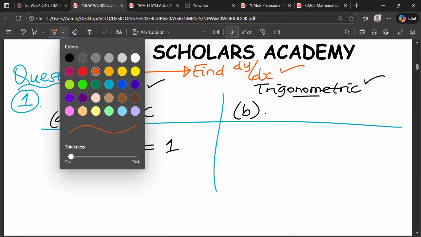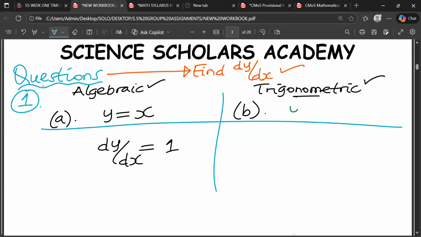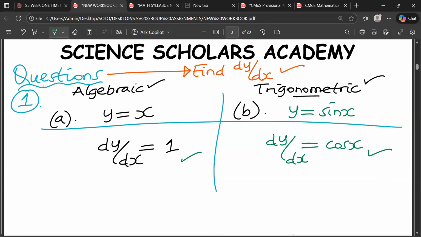Then what if the question is y equals sin x? This one is also very easy. Just say dy/dx. You all know the story is why we come up with cos x. So it is easy. You don't need to do any efforts. You don't need to do anything. Things are working out.